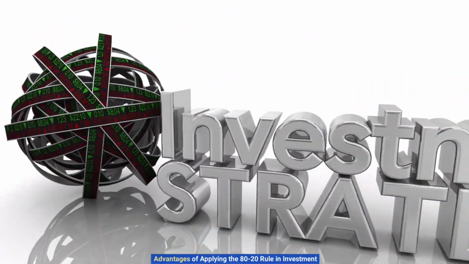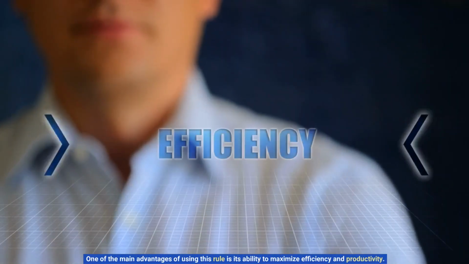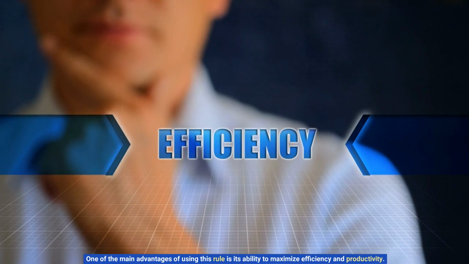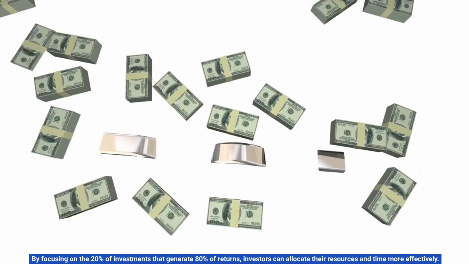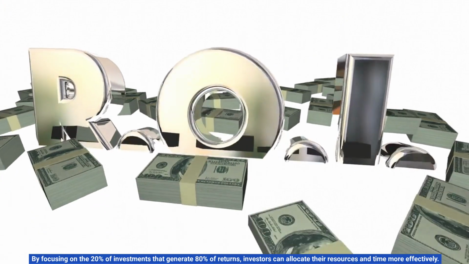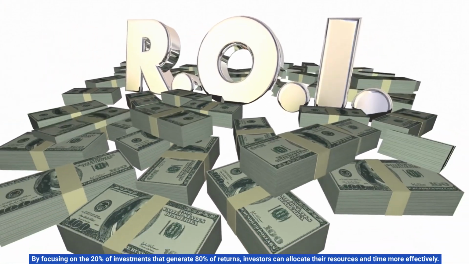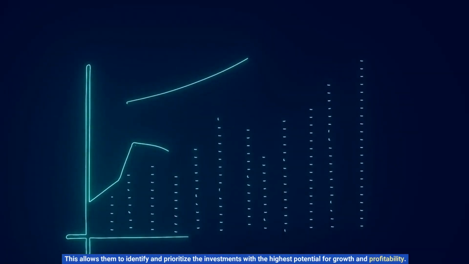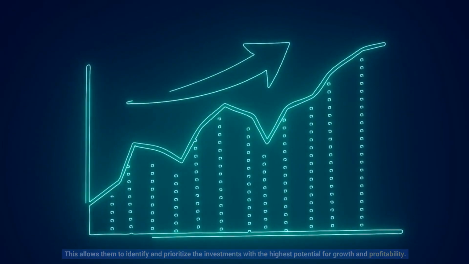Advantages of applying the 80-20 rule in investment. One of the main advantages of using this rule is its ability to maximize efficiency and productivity. By focusing on the 20% of investments that generate 80% of returns, investors can allocate their resources and time more effectively. This allows them to identify and prioritize the investments with the highest potential for growth and profitability.